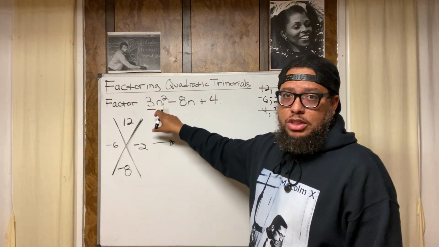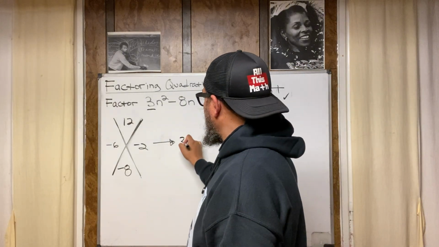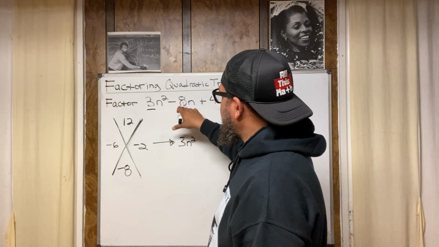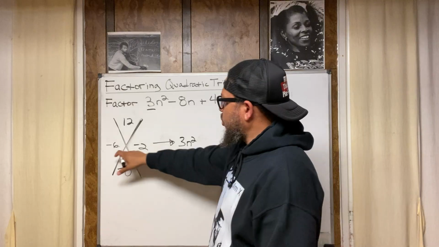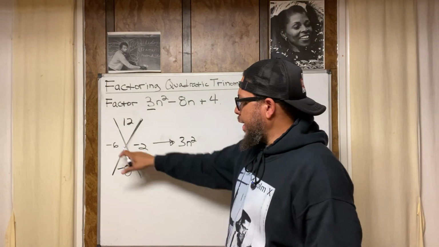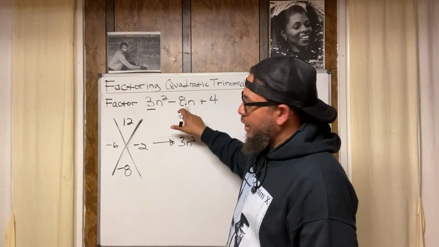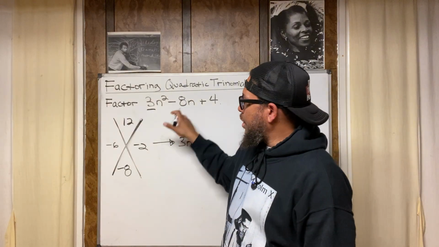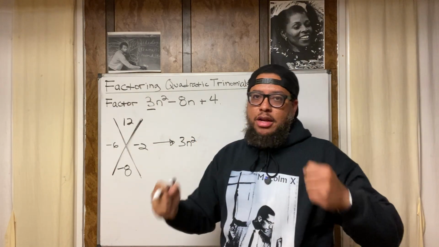The first term don't change. It's still going to be 3n squared. This second term is going to change into this plus this. Think about it. Ain't negative 6 plus negative 2 equal to negative 8? So that means I'm breaking negative 8n up.